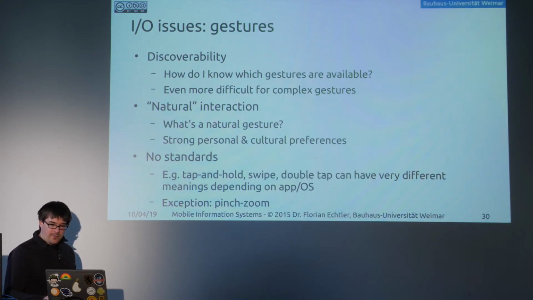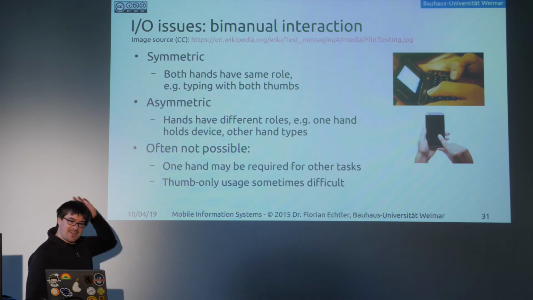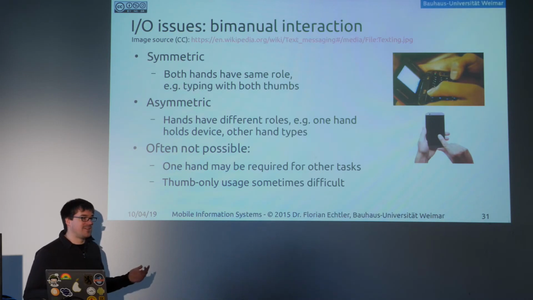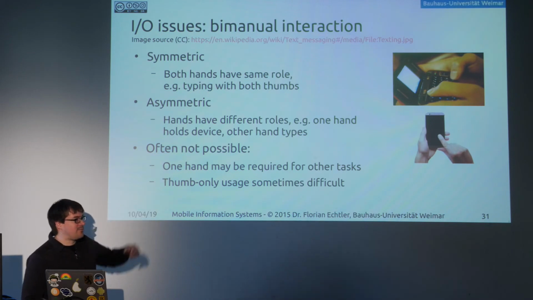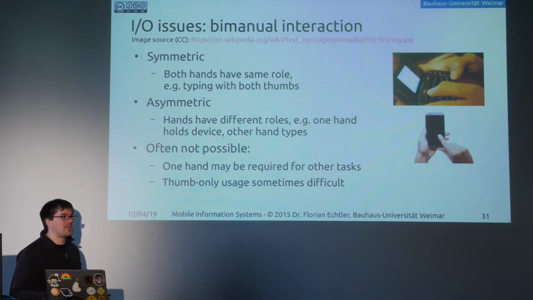All right, what else? What we need to keep in mind also when thinking about interaction with mobile devices is bimanual interaction. This is, of course, something we as humans do all the time. And there are two classes. One is the symmetric one, where we do the same thing with both hands, like holding the device and typing a message, for example. Or we have the asymmetric use, where one hand is just holding whatever we are interacting with, and the other hand is doing the actual interaction.